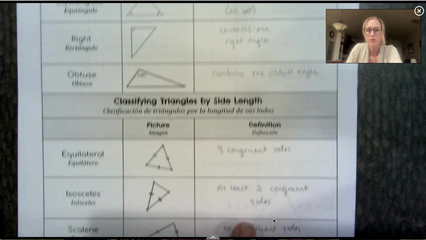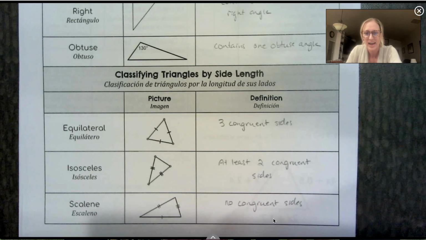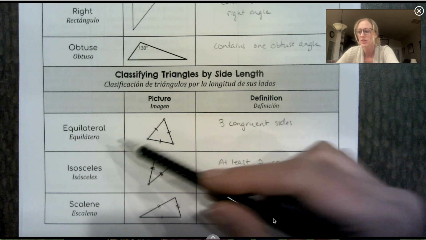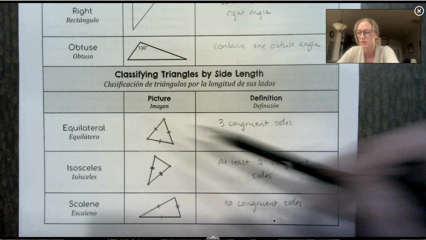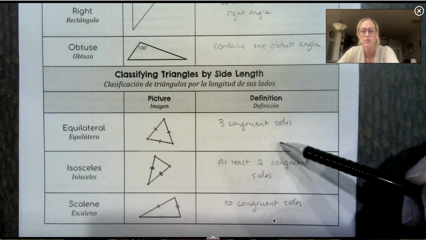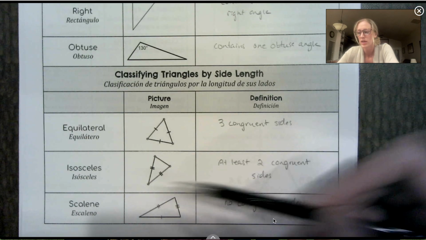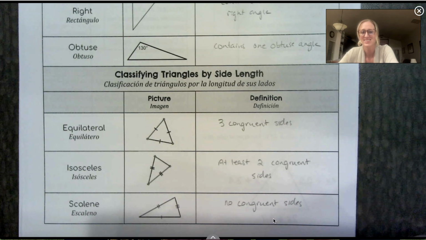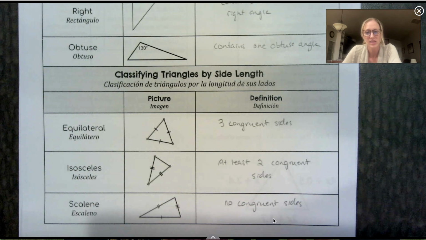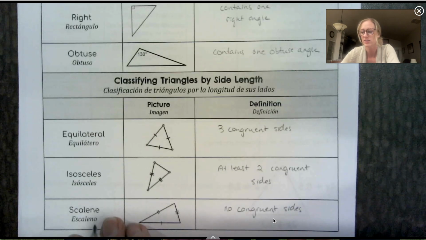Okay, we can also classify triangles by their sides. And so equilateral triangles, marked here, you can see all those sides are congruent. So if all three sides are the same length, we call it equilateral. If two of the sides are the same length, it's called an isosceles triangle. And if all three sides are a different length, there's no congruent sides, that is called a scalene triangle. Okay, so we're going to practice classifying some triangles here in some examples.